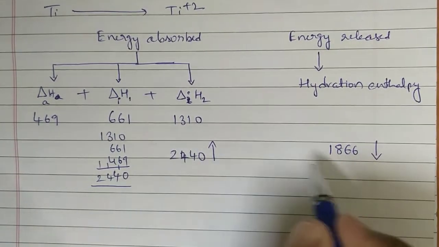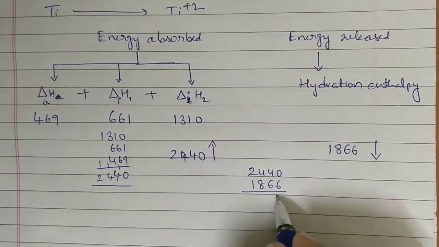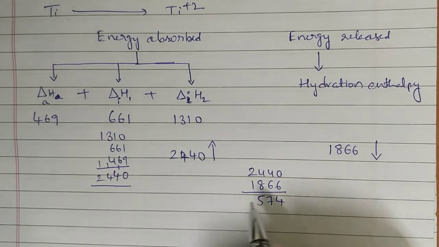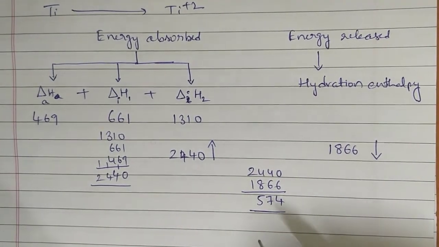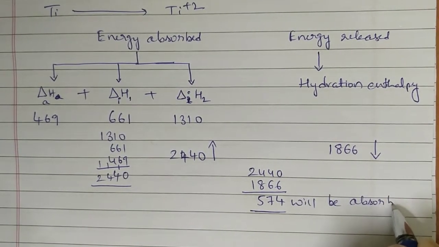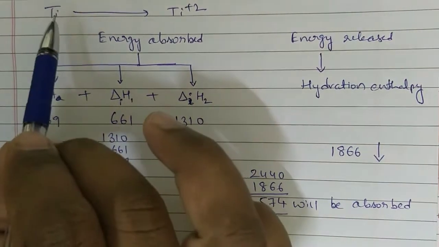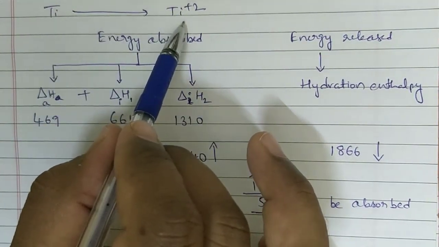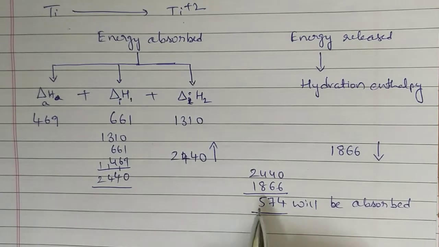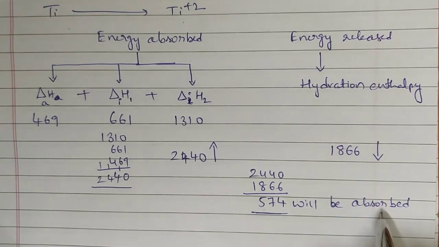Okay. So what is the net amount of energy? 2440 minus 1866 is 574 kilojoules per mole amount of energy, which will be absorbed. So from this, what is the conclusion we will get? To convert titanium to Ti plus 2, the net amount of energy is 574 kilojoules per mole, which will be absorbed.